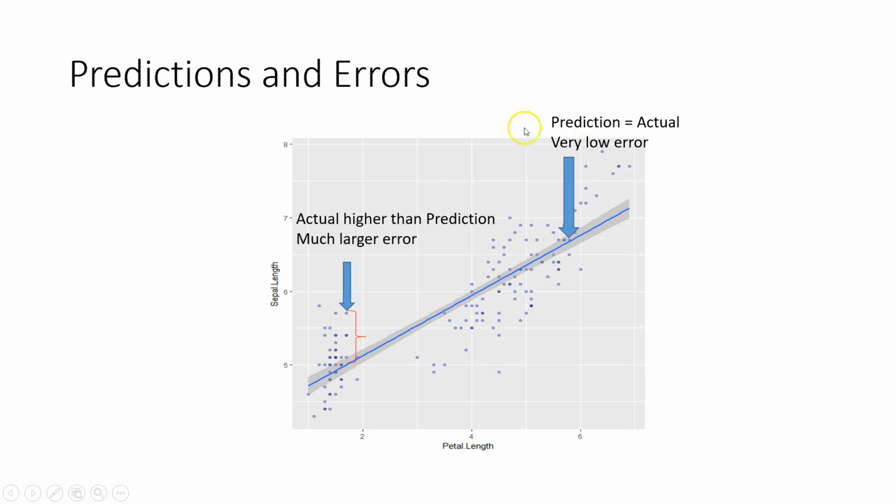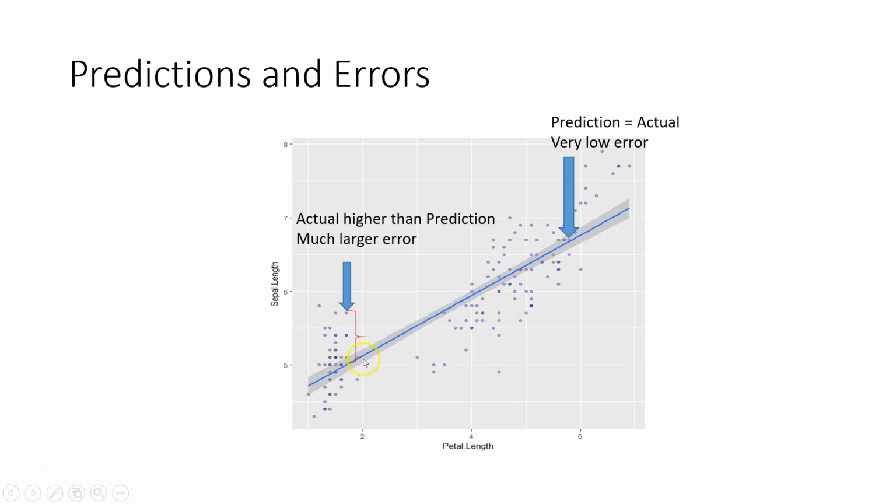Let's look at what we're really talking about when we're talking about error. So we're back to our petal and sepal length, and we've got our linear line here. Remember our intercept was, I think, 4.31, and our slope was 0.41. So this was an actual value, something that we measured. We had it in our data set.